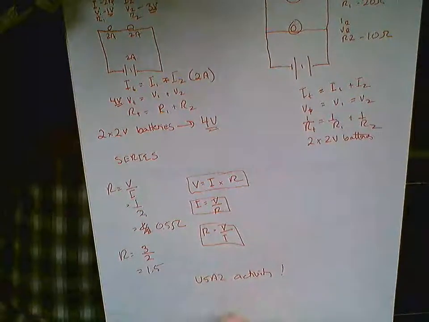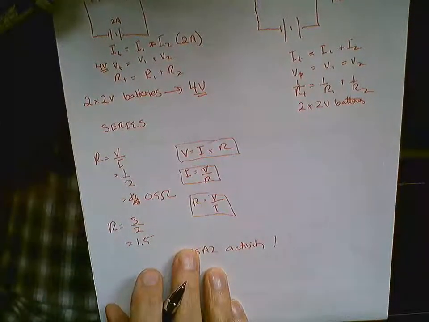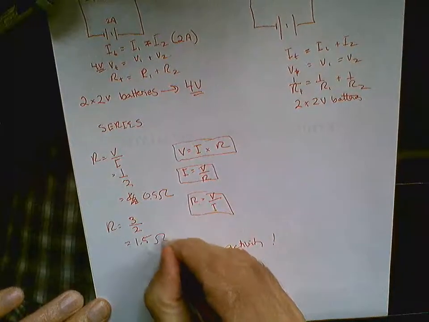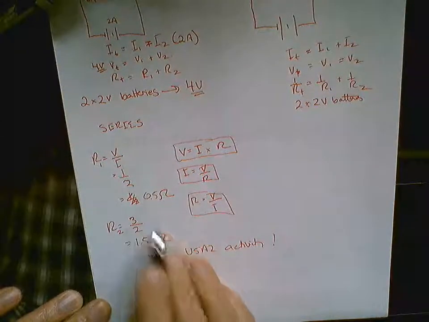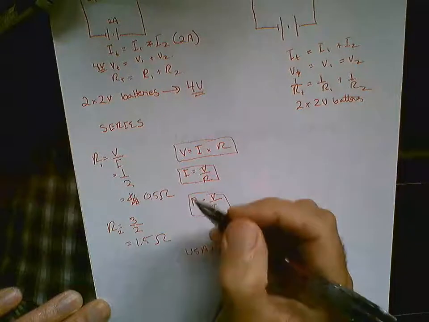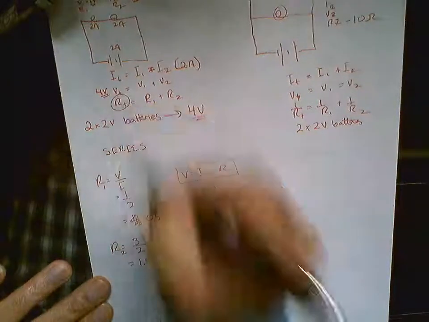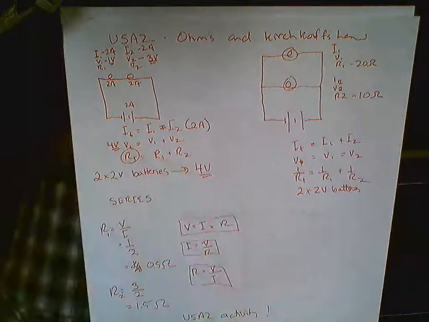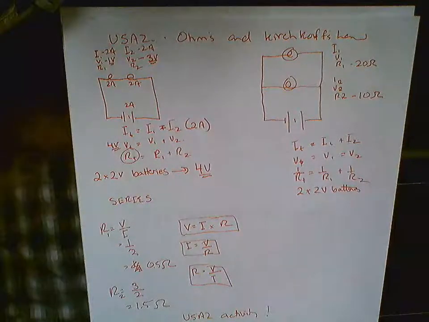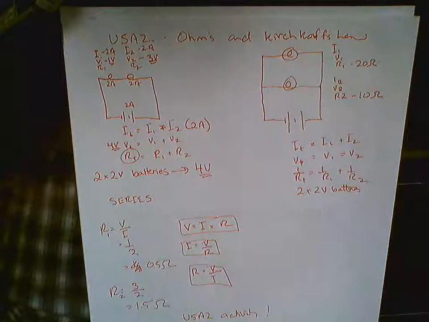That's 1.5 ohms. If we want our total resistance in the whole system, it's going to be R1 plus R2. So it's going to be 0.5 and 1.5. That's going to be 2 ohms of resistance in the system. So our R total is going to be 2 ohms. Folks, they use Kirchhoff's rules. They develop things in the unit. I'm showing you how to take a series circuit and a parallel circuit and apply the rules.